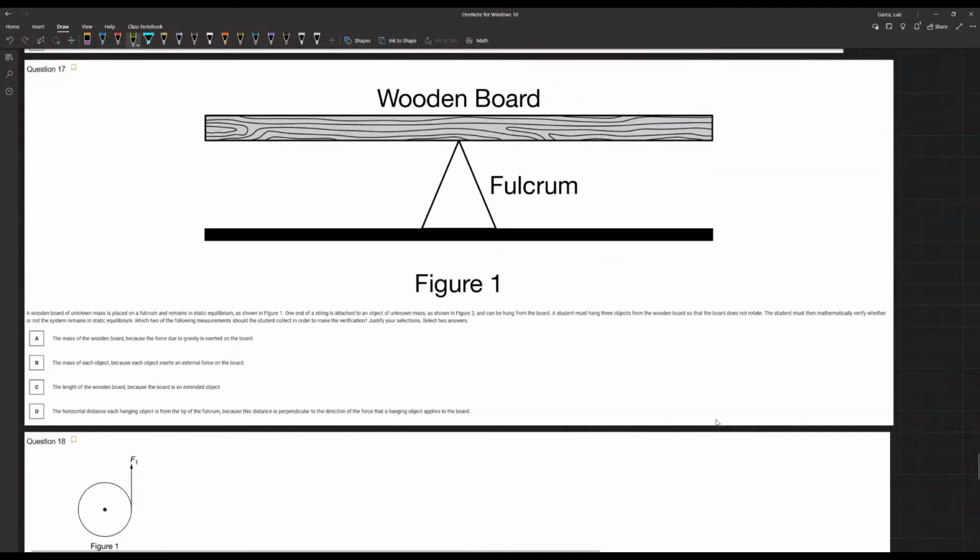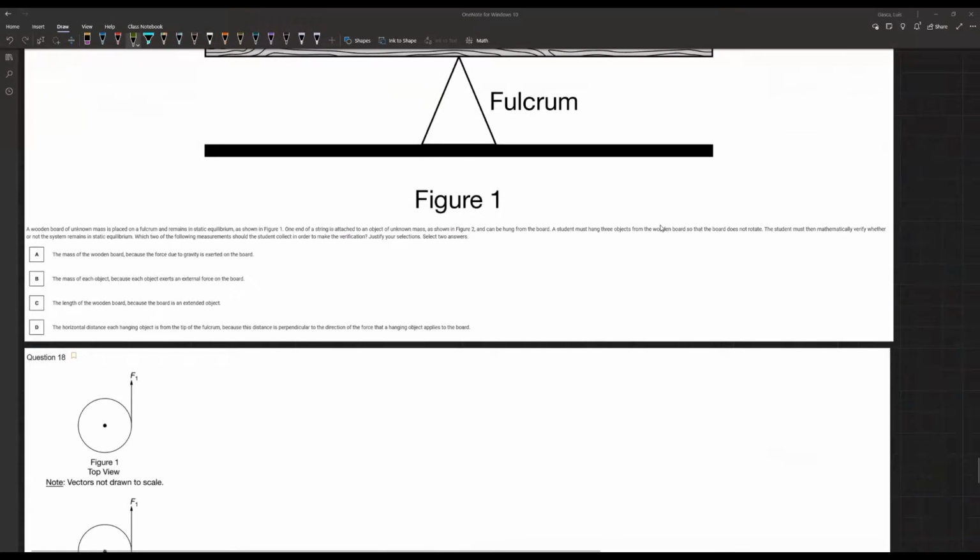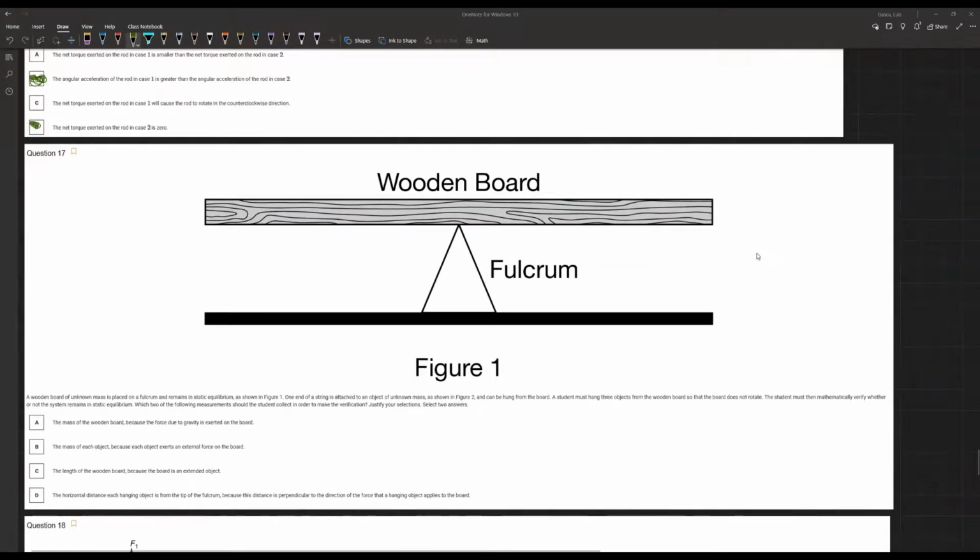Okay. 17. Sorry if I'm kind of rushing. I was going to leave some time available for y'all to ask questions about anything. So a wooden board of unknown mass is placed on a fulcrum that remains in static equilibrium as shown in figure 1. One end of a string is attached to an object of unknown mass as shown in figure 2. Oh boy, where's figure 2? And can be hung on the board. I don't see figure 2. One second. Oh, there is no figure 2. Wow. Okay. They don't include a figure 2.